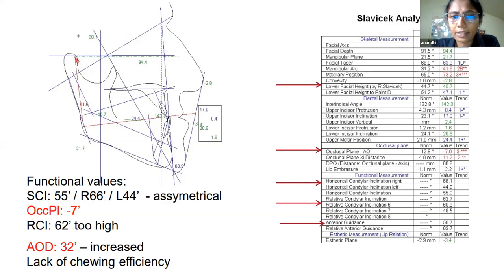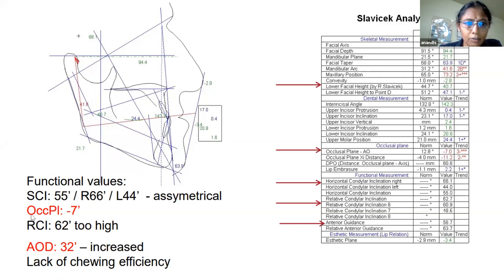Anterior guidance, how we get it is we take the upper incisor and get the lingual concavity using the silicone cut. Silicone is the thick impression material we use to get the silicone cut. And then we trace it in the computer and we get the anterior guidance over here. So you can see here the functional value.